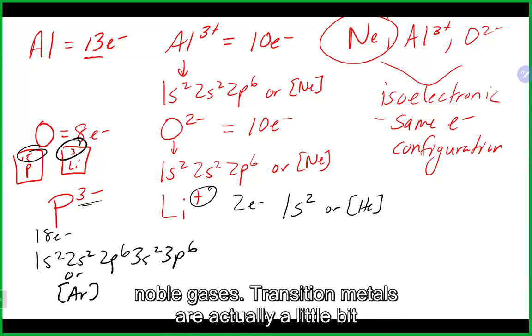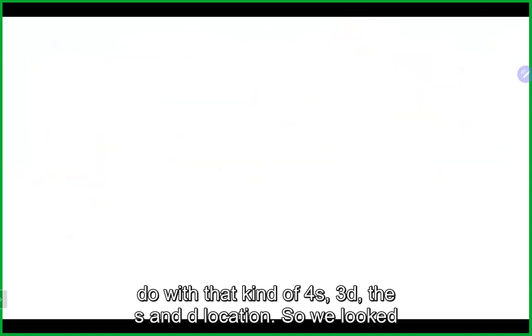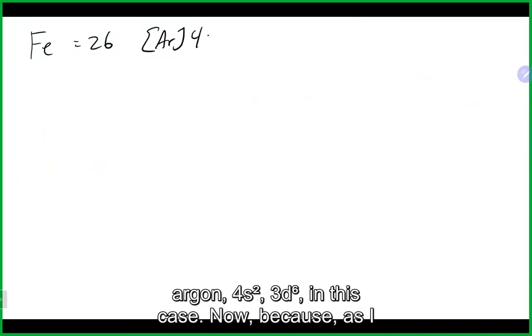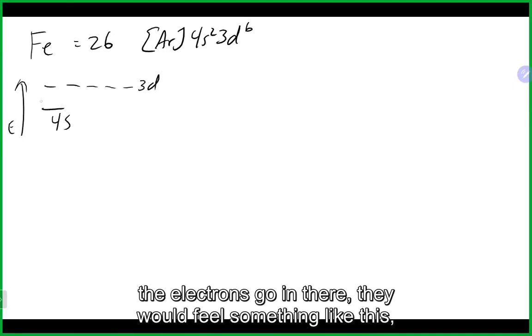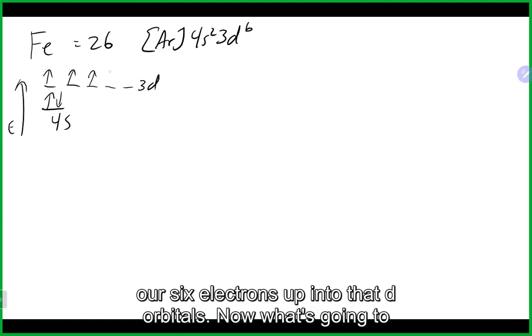Transition metals are actually a little bit different in terms of what happens with them. It has to do with the 4s, 3d, the S and D relocation. So we looked at iron before, for example, which was 26. And that was argon 4s2, 3d6 in this case. Because, as I mentioned before, the 4s in terms of energy is lower when the electrons go in, we would put our 2 electrons in there, and then we would put our 6 electrons up into the d orbitals.